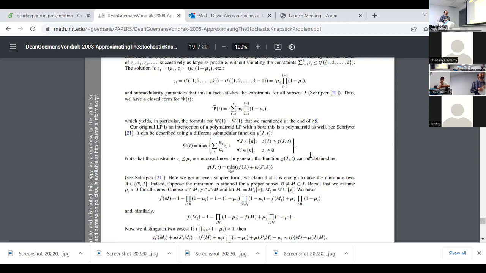Perhaps it was confusing to show you this paper, but the LP is an intersection of a polymatroid LP with a box. A box is a feasible region of constraints of the form x_i at most some quantity.